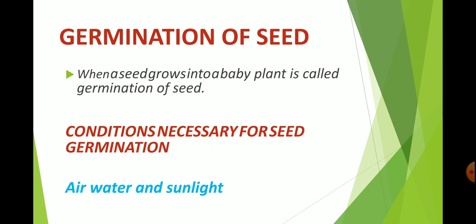Now, the conditions necessary for seed germination. Which conditions are necessary for seed germination? The conditions are air, water and sunlight. These are the main conditions that are necessary for seed germination.